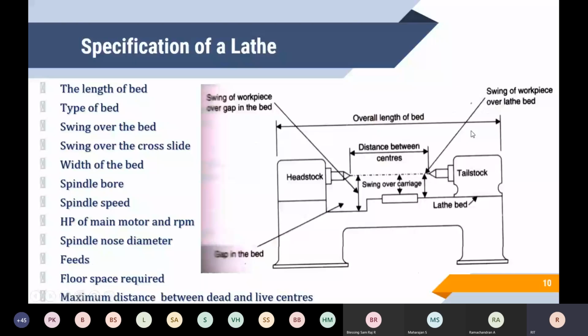Some of the specifications. The size of the lathe is generally specified as follows. So when you go for purchasing a new lathe machine, these are all the specifications we should mention to get the exact lathe machine for the requirement: the length of the bed, type of the bed, swing over the bed, swing over the cross slide, width of the bed, spindle bore diameter, spindle speed, the motor HP and RPM, spindle nose diameter, feed, floor space required, maximum distance between the dead and live centers. These are all the basic specifications of the lathe machine.